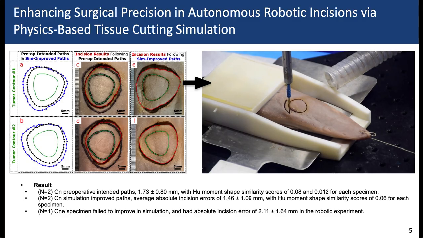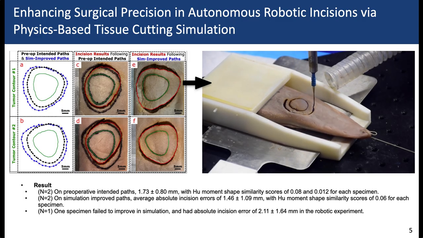We assessed our results by measuring the absolute average incision accuracy as well as using the Hausdorff distance to evaluate how close the incision shape was to the intended incision shape. We found that the robotic incisions following simulation improved paths reduced average absolute incision error and better respected the 5mm safety margin around the tumor edge, providing a safer clinical outcome for the intended patient. It is worth noting that one of our specimens failed to have the incision accuracy improved in simulation as expected and saw worse incision accuracy in the real world.